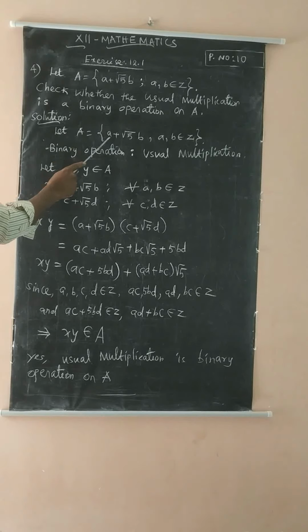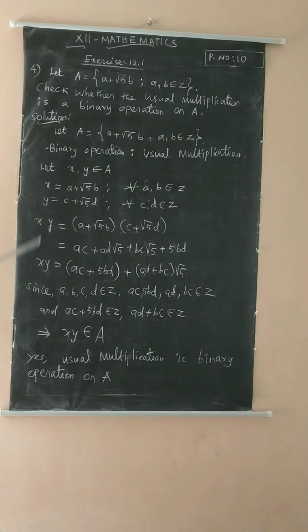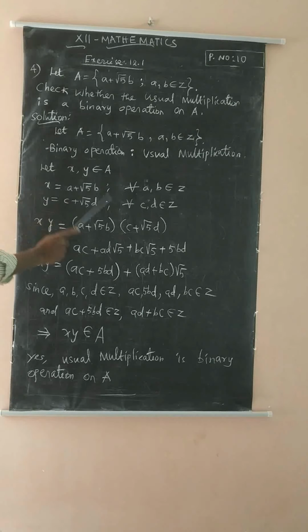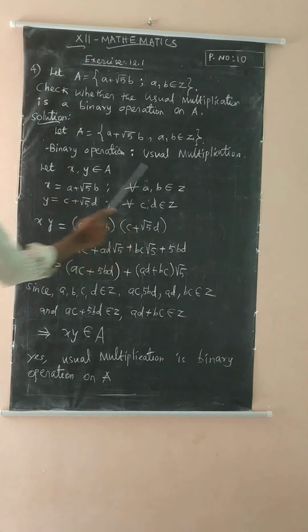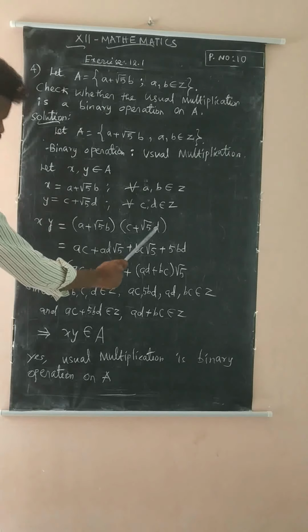Solution: let A be the set of values a plus root 5 b, where a, b belong to integers. Here the binary operation is usual multiplication. Let x, y belong to A. Take x equal to a plus root 5 b, where a, b are integers, and y equal to c plus root 5 d, where c, d are integers. Now the usual product of x and y is a plus root 5 b, into c plus root 5 d.